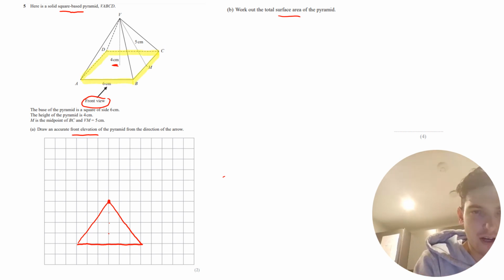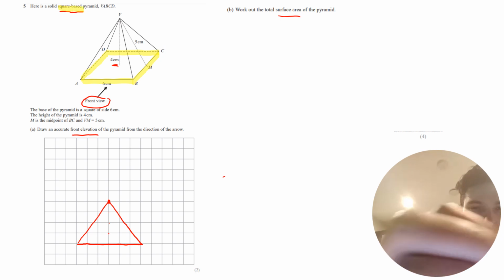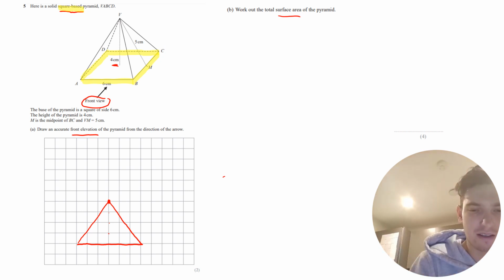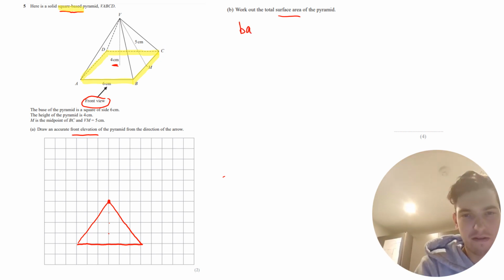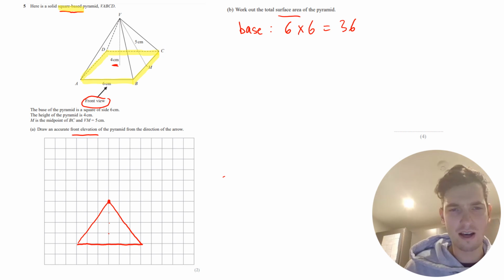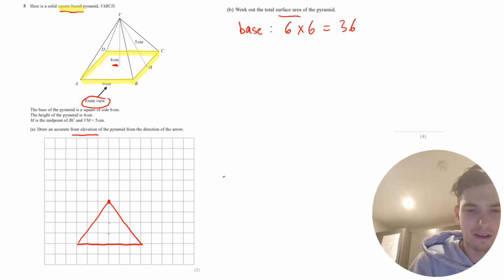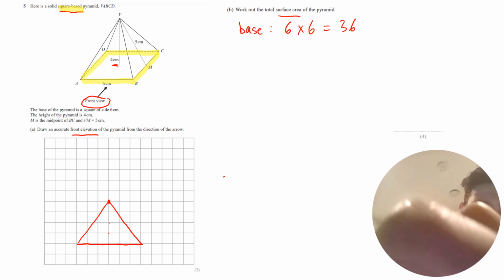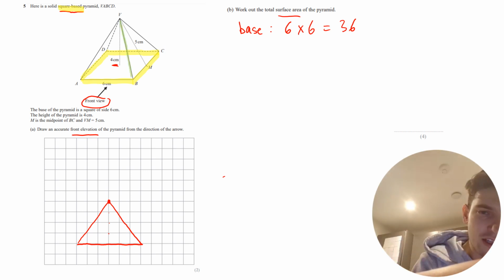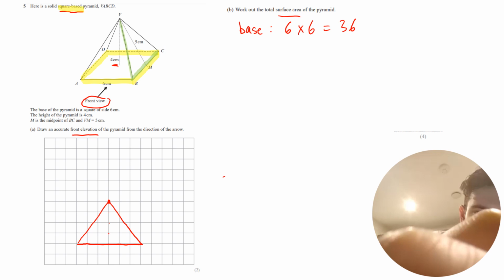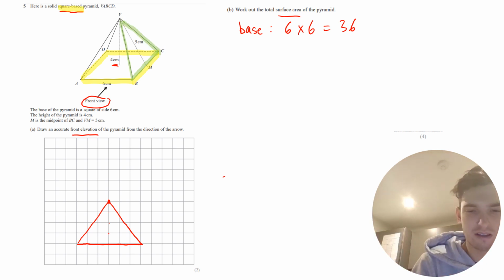So I know that the base tells me in the question it is a square base. So that's fairly straightforward. I think that's 6 times by 6, which is 36. And now I've got to think about my other faces here. So let's get a green here. So obviously this shape here is a triangle, but let's think about the dimensions.